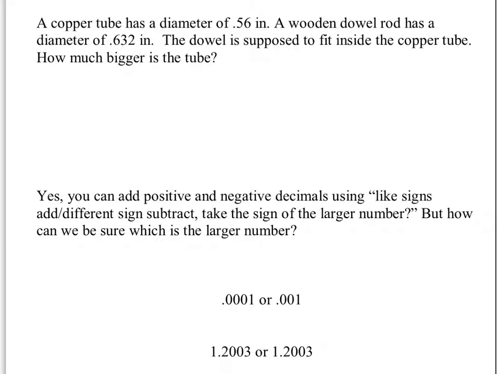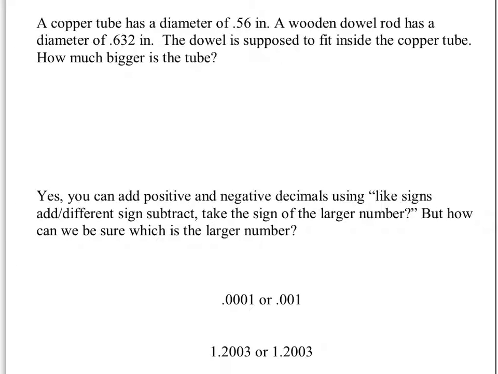So the thing that I just want to open this up with, looking at this first particular problem. This is a word problem, and this is a common problem when it comes to engineering. When you're designing things, you often think about how things fit together. So in this particular instance, and this is still a real instance of something that is going on in my household, I have a copper tube that has a diameter of 0.56 inches and a wooden dowel rod that has a diameter of 0.632 inches. The dowel rod is supposed to fit inside the copper tube. How much bigger is the tube?